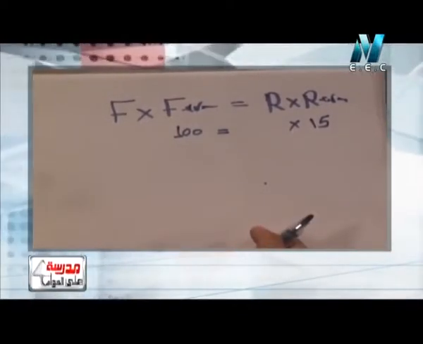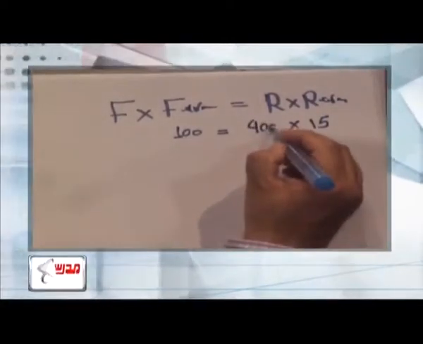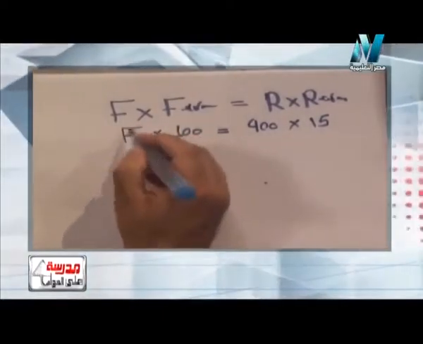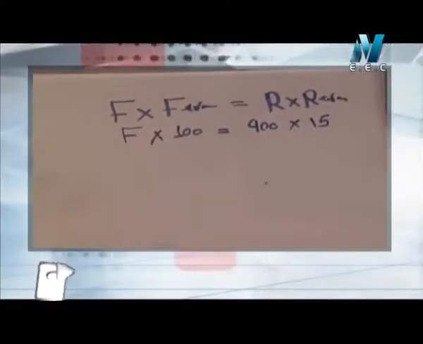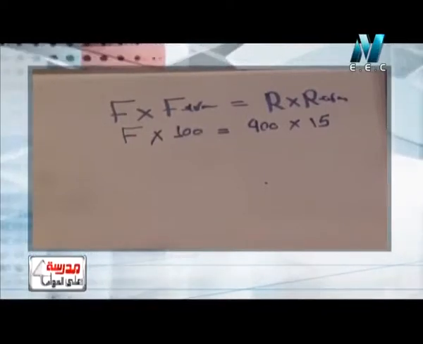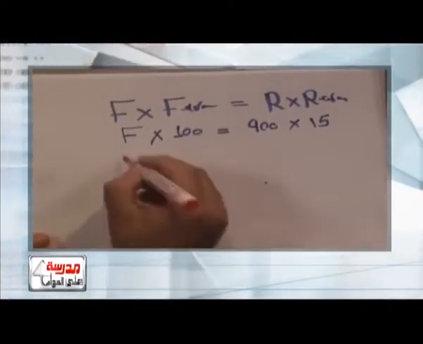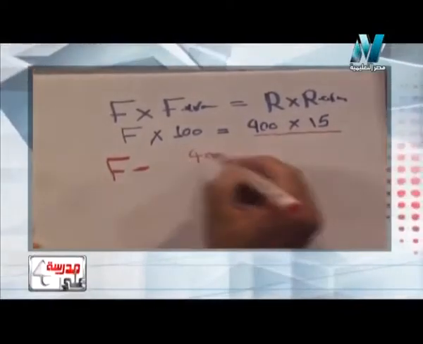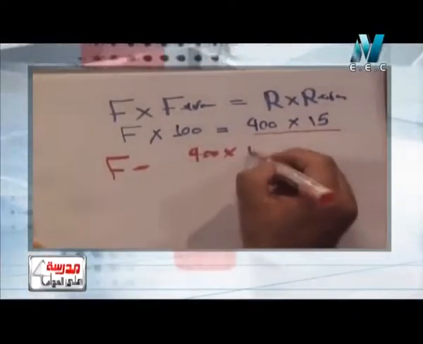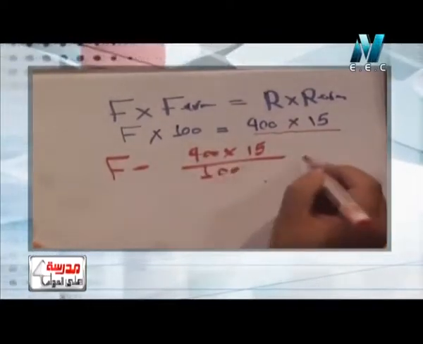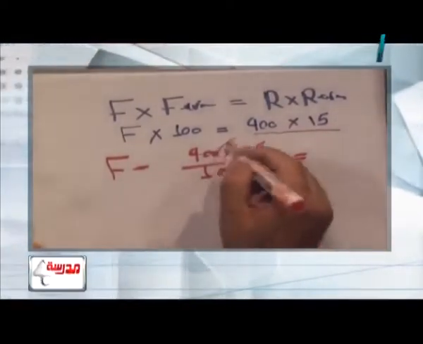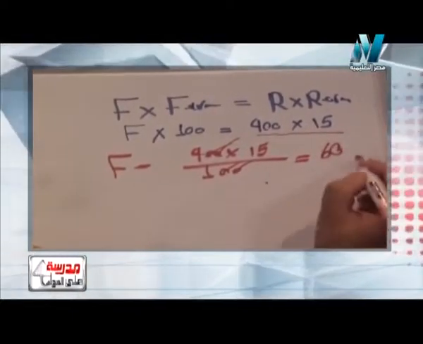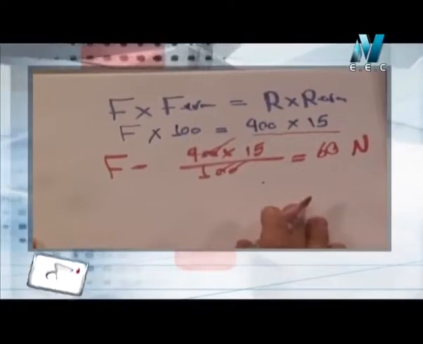And the value of the resistance is 400 Newton. So what about the effort force? The question says to calculate the value of the effort force and mention the type of lever. So the effort force equals all of this side: 400 by 15 divided by 100. Two zeros will be omitted with two zeros. 4 by 15 equals 60. 60 what? 60 Newton.